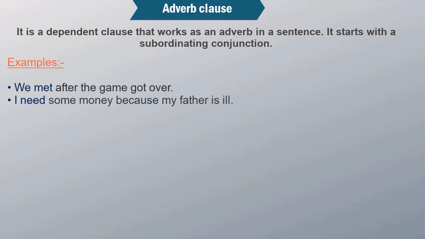All right. I need some money because my father is ill. This is an adverb clause starting with a subordinating conjunction because and giving information about the verb. I need some money. You need money. Why? Because my father is ill. My father is the subject, is the verb, because is the subordinating conjunction. Okay, that's what an adverb clause is.